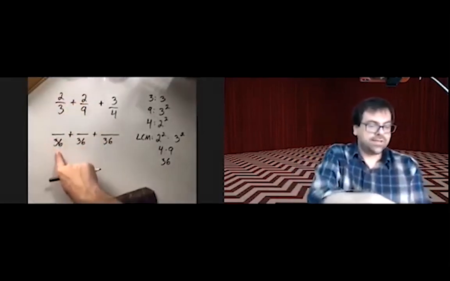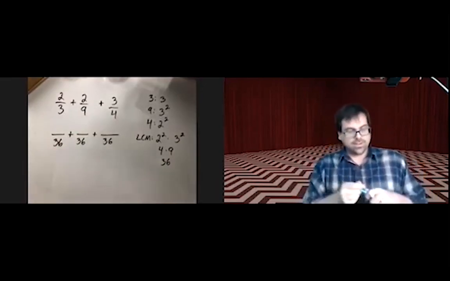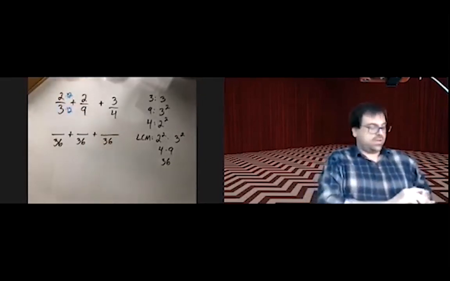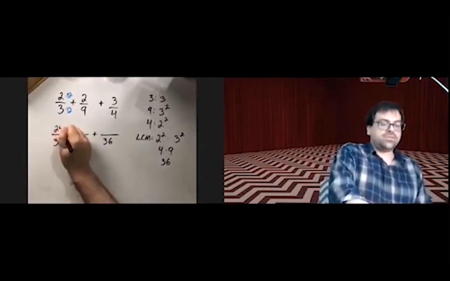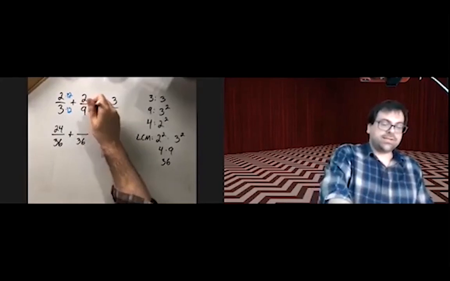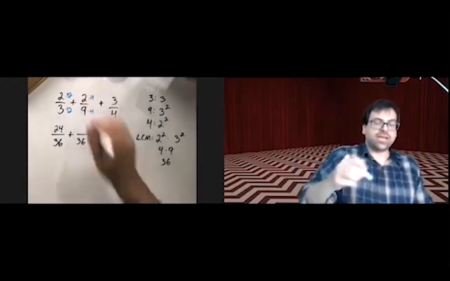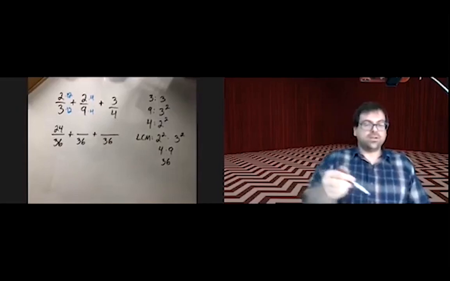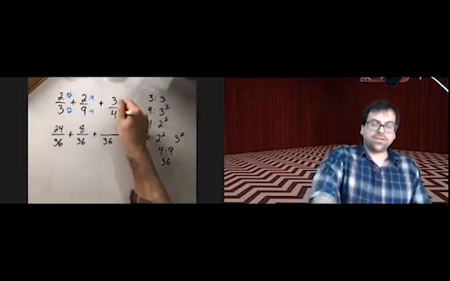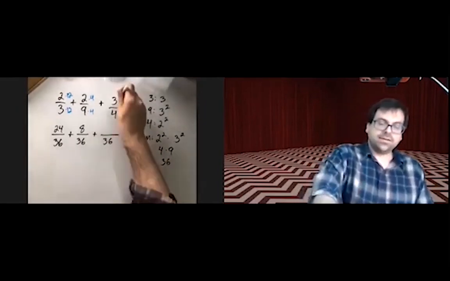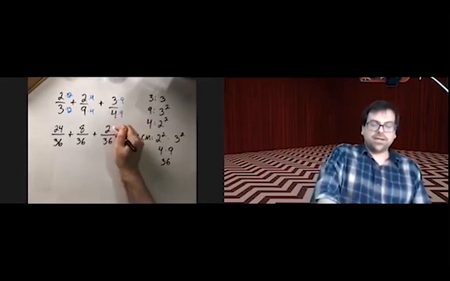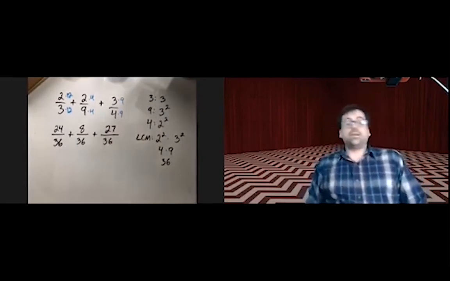Three times what is 36? Well, that's 3 times 12. So we do times 12 on the top as well. 2 times 12 is 24. 9 times what is 36? That's times 4. So we have to do times 4 on the top as well. 2 times 4 is 8. 4 times what is 36? That's times 9. So we have to do times 9 on the top as well. 3 times 9 is 27.